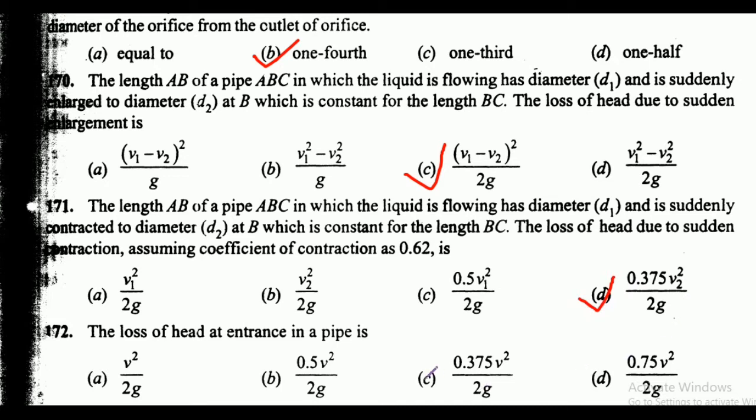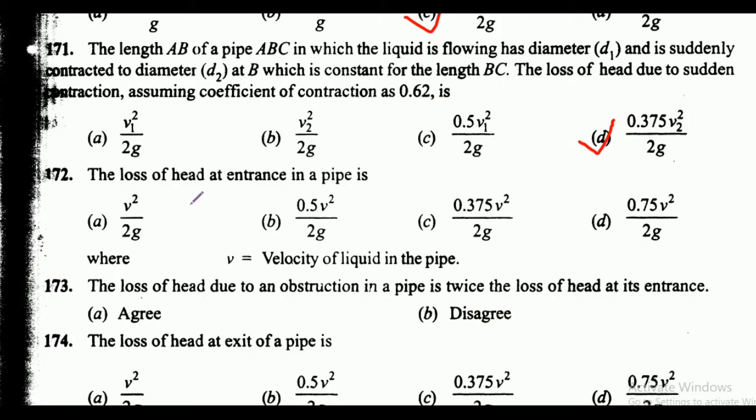Next is question number 172. The loss of head at entrance in a pipe is, here friends these are the options, where v is equal to velocity of liquid in the pipe. So here friends correct answer is option B, that is 0.5 v square upon 2g. The loss of head at the entrance in a pipe is 0.5 v square upon 2g.